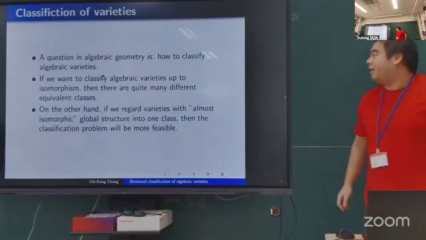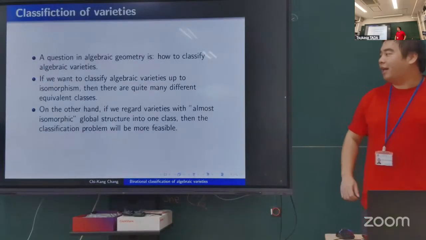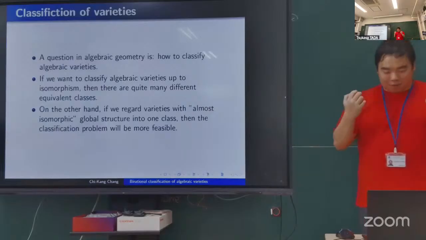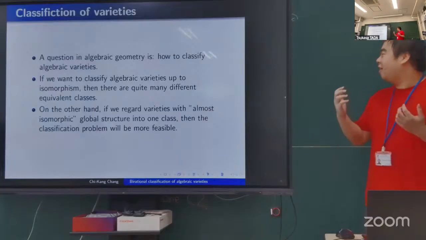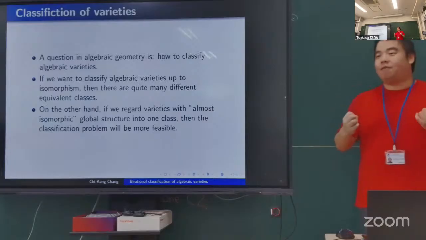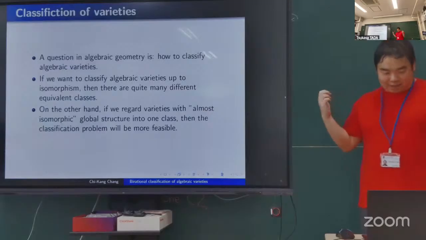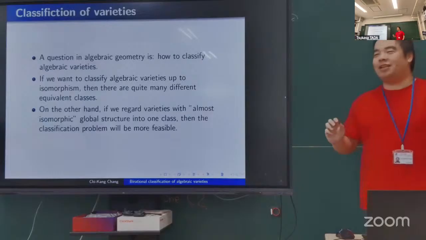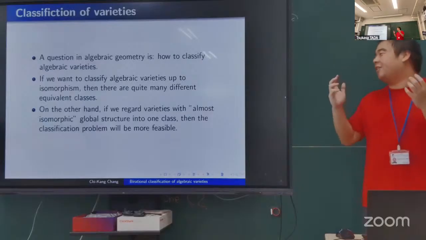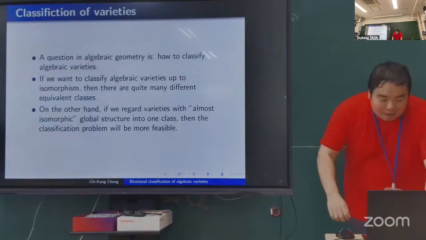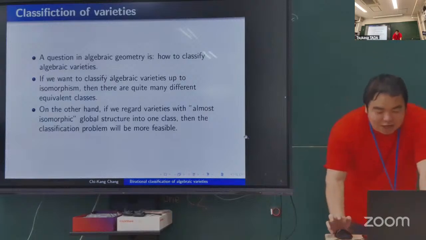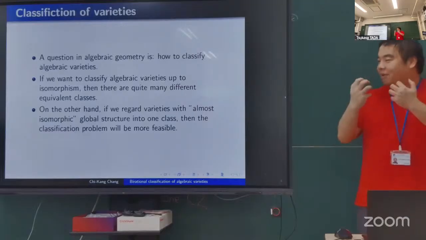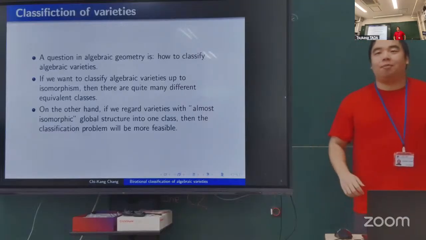Okay, a question is how to classify algebraic varieties. The most natural way to classify varieties is up to isomorphism. However, there are too many isomorphism classes of algebraic varieties. So if we want to classify up to isomorphism, there is too much to classify. On the other hand, if we regard varieties with almost isomorphic global structure as the same class, then it will be a more feasible question.